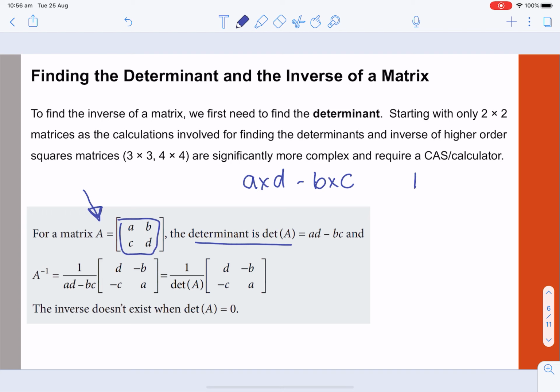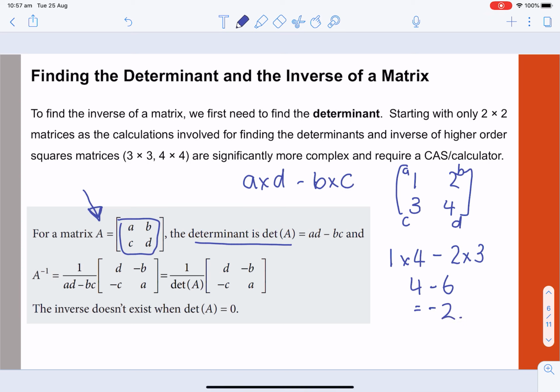And what we do is we use these numbers here. So for example, if my matrix was 1, 2, 3, 4, I would have number 1 in position A, number 2 in position B, number 3 in position C, and number 4 in position D. Then I would substitute those numbers into the formula. So in this case, we've got 1 times 4 take 2 times 3, 4 take 6 equals negative 2. It's perfectly okay to have a negative determinant.